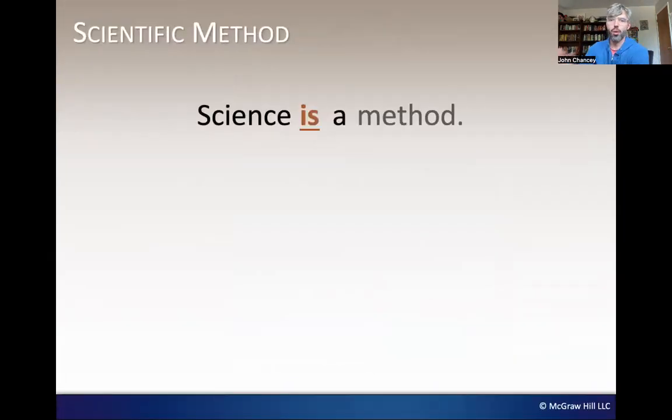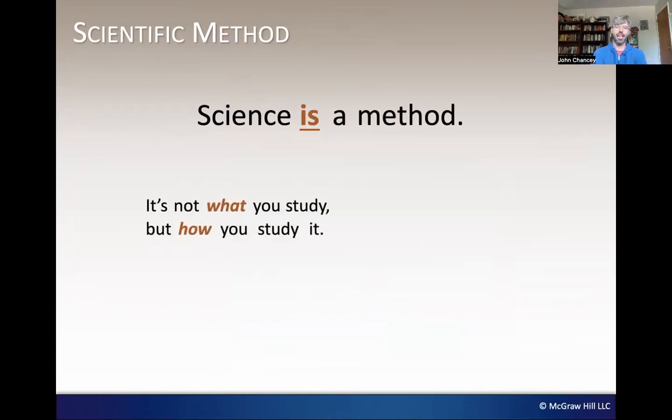So regardless of what kind of perspective we're using, when we talk about psychology, it is a science. And now let's explore what that means. Science is not just using beakers and test tubes and being in a laboratory. Those things are part of it, but it's definitely not what science is. Science is a method. It's a way of thinking. It's not necessarily what you study, but how you study it.